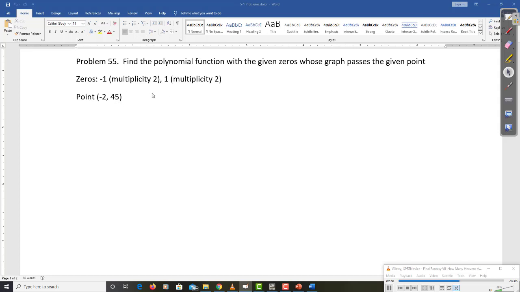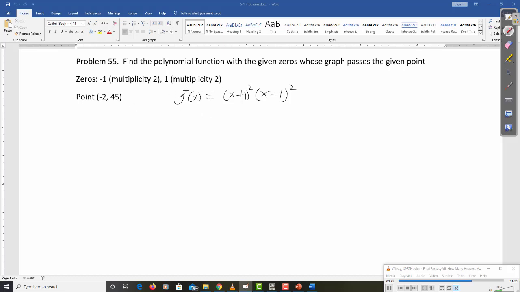We start off with the zeros like before. I'll call this function g. If negative 1 is a 0, well then x plus 1 has to be a factor. If 1 is a 0, then x minus 1 has to be a factor. This has multiplicity 2, so that means I have a square on that one. This also has multiplicity 2. So this is a fourth degree polynomial. Add the multiplicities together and you get the degree.